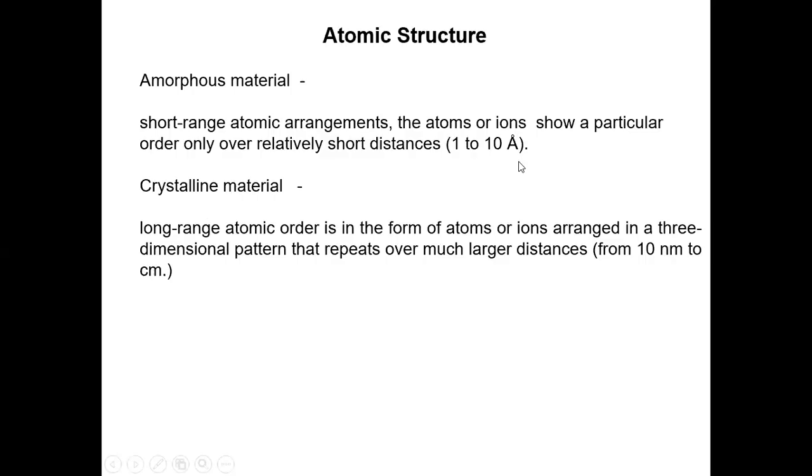You know, when it comes to units of measurement, we have kilometers, meters, centimeters, millimeters, micrometers, then we have nanometer, then we have Angstrom. This is a unit we use to measure short distances. So amorphous material has a short range atomic arrangement. The crystalline material, the atoms, that means what is atom? You know the Sinhala meaning?